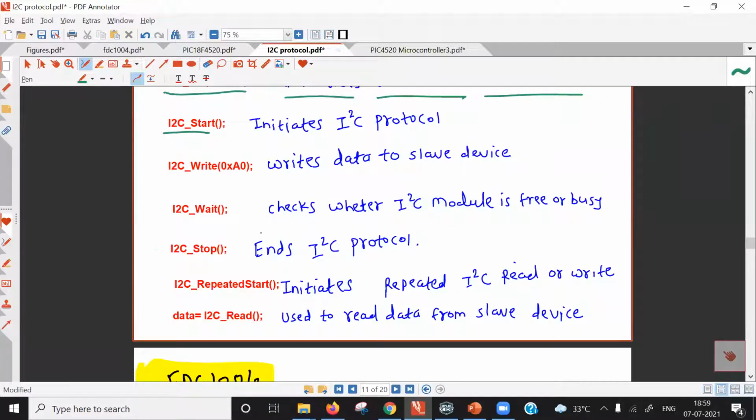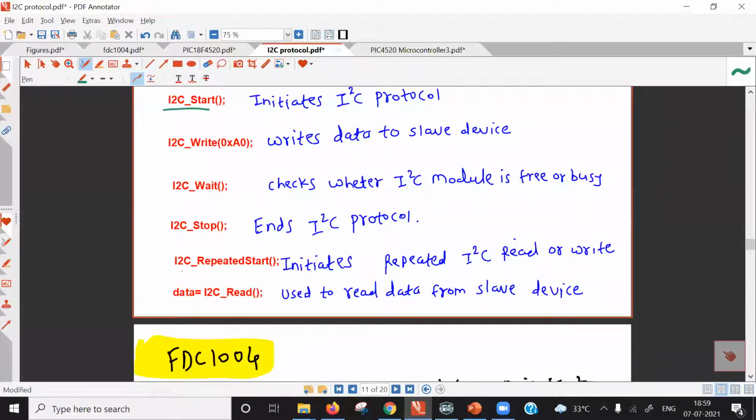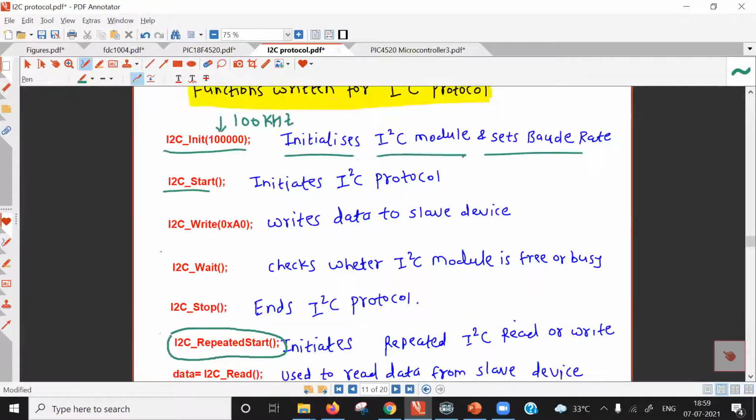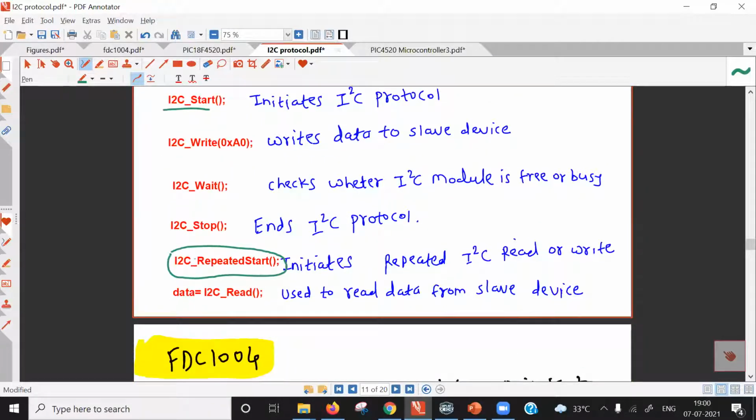I2C stop function, it is used to end the I2C protocol. I2C repeated start. There are some slave devices which require repeated start. FDC1004 can be used to read data using both functions, I2C repeated start as well as I2C start. So this function I have just included in the program. Even if you use it in place of I2C start, or even if you use it in combination, your program will work. The purpose of I2C repeated start I will discuss at a later point of time.